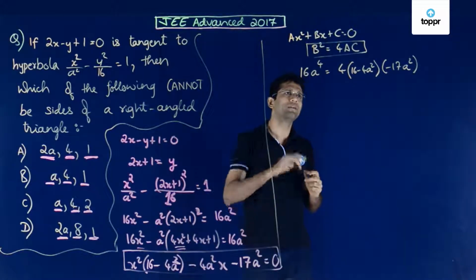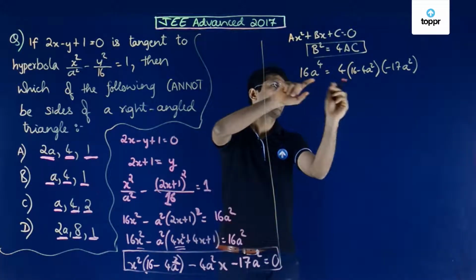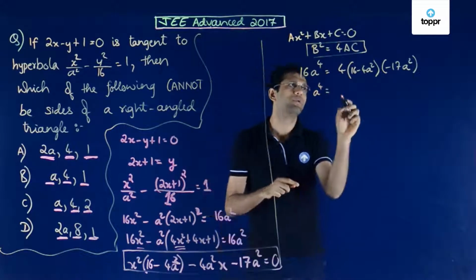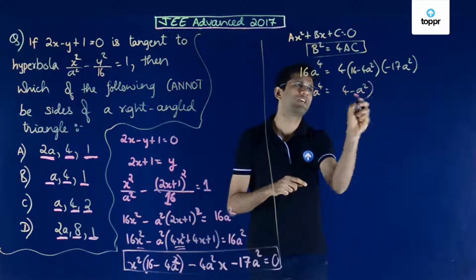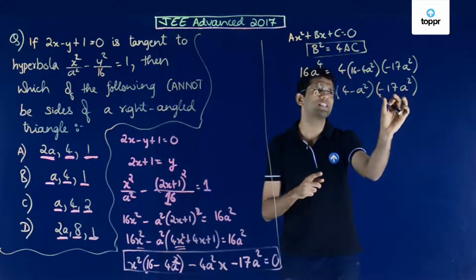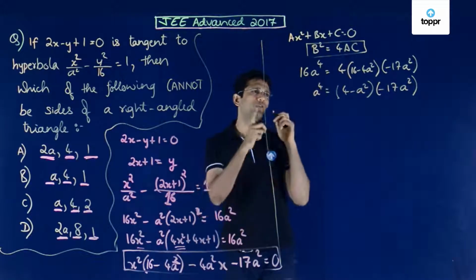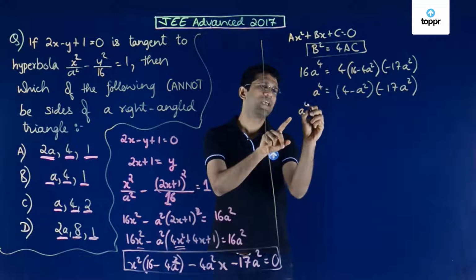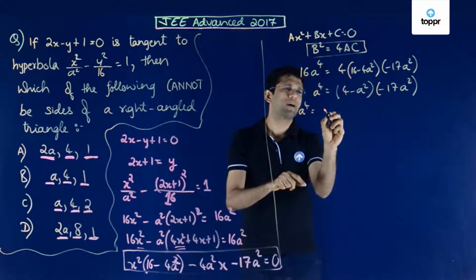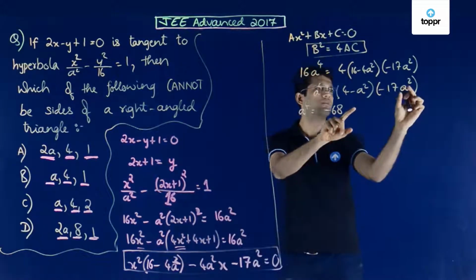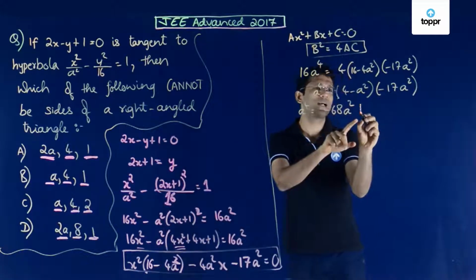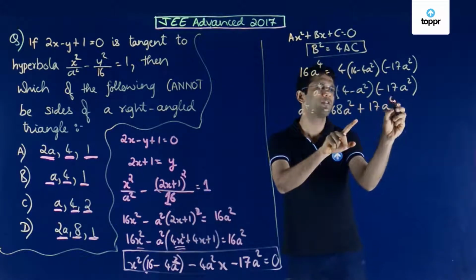Now note that here this 16 will cancel out this 4 and this 4 here, and so we will be left with a to the power 4 is equal to 4 minus a square as the first bracket, and the second bracket will be minus 17a square. Now, to further solve this, I can rewrite this as a to the power 4 is equal to 4 into minus 17 becomes minus 68, which will have the multiplier a square as well, and the second term will be minus into minus, which becomes plus, and so we get 17 into a to the power 4.